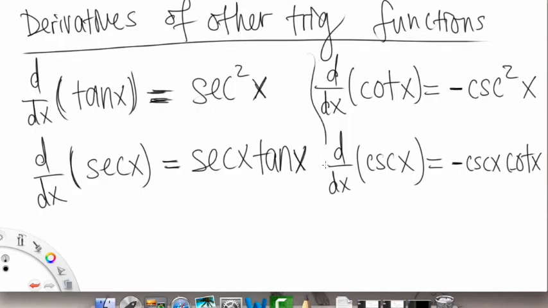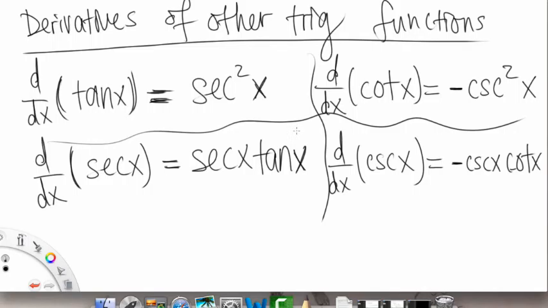Okay, so we have 4 different formulas here for the derivatives that it would be beneficial for you to memorize and know, okay, for problems in the future.